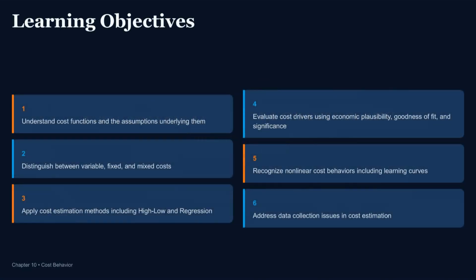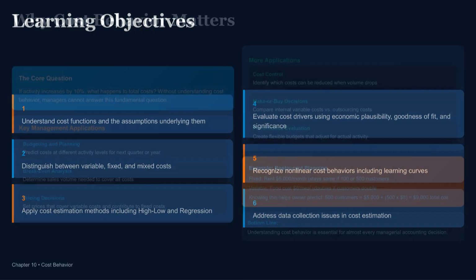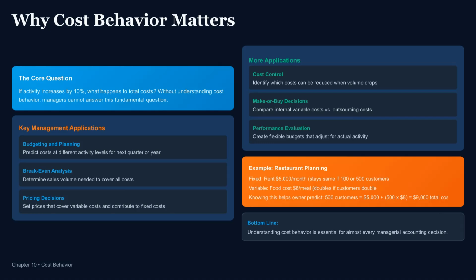Now let's focus on our learning objectives. This slide outlines 6 essential goals designed to guide your understanding of cost behavior. You will explore cost functions, learn how to distinguish variable, fixed, and mixed costs, and master estimation methods such as the high-low and regression analysis. Look at how each objective methodically builds your analytical skills and prepares you for real-world challenges. Which of these objectives challenges you the most? Think and reflect.